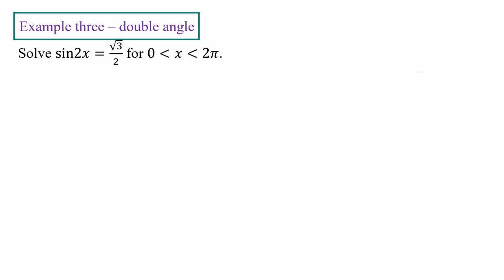Example 3, we're dealing with double angle. So where does this double angle come from? If you examine the question, you're given sine 2x equals square root 3 over 2, and we are asked to find x between 0 and 2 pi. Since we're finding the value for 2x first, we have to change the range. The range will no longer be between 0 and 2 pi. It will have to be between 0 and 4 pi.